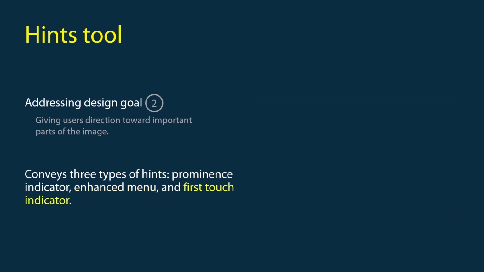The third component, which is not shown here, is a simple first touch indicator that plays a small sound effect to alert the user when it's their first time touching an area of the image. The use of the indicator means that users can more quickly identify new areas while they're exploring. So that's the hints tool.